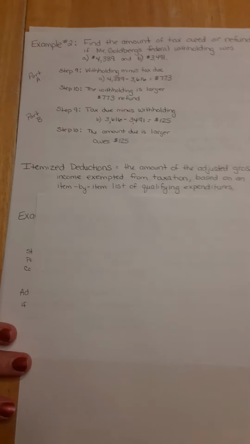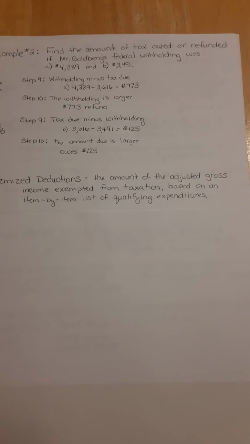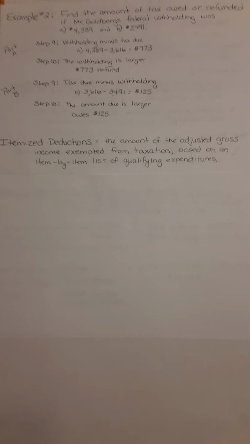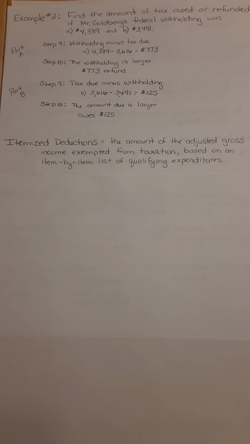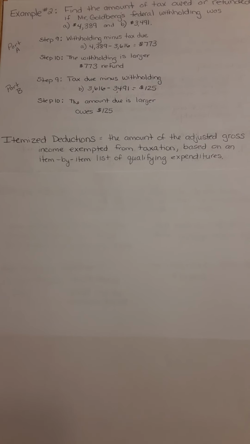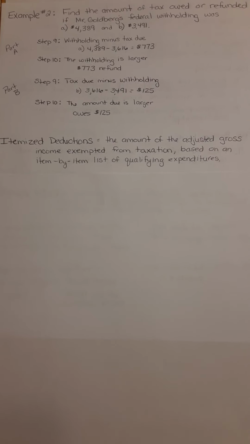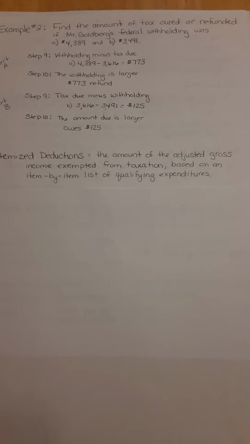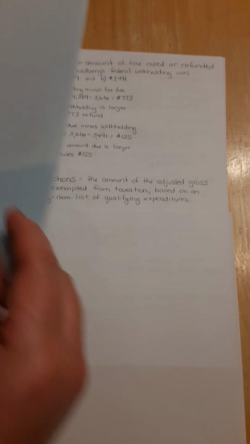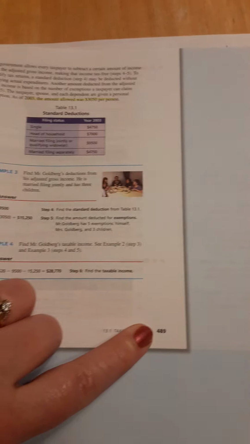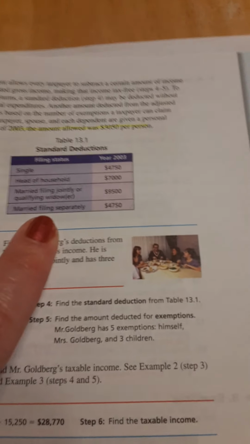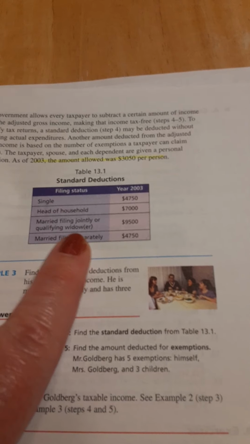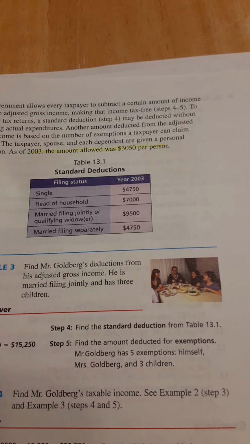So now we're going to move on to this thing called itemized deductions. In the last section we talked about a straight line deduction. Okay, it was a nice simple amount that we would get. In fact, it was $9,500. And if you remember this chart on page 489, standard deductions, this is what we used in our last lesson. And remember, if they were married filing jointly, it was $9,500.